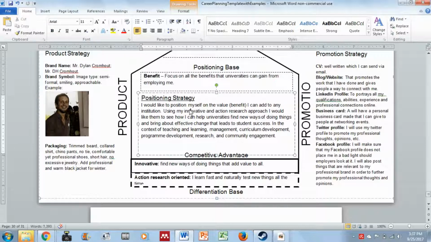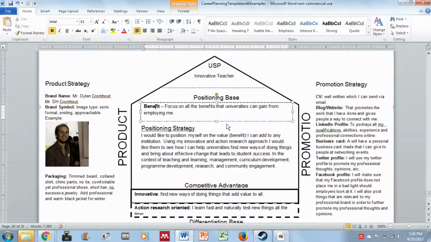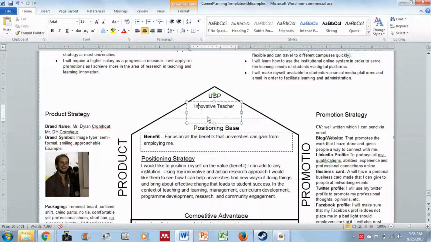Then I explain, I would like to position myself on the value or benefit I can add to any institution. Using my innovative and action research approach, I would like them to see how I can help universities find new ways of doing things and bring about effective change that leads to student success in the context of teaching and learning, management, curriculum development, program development, research, and community engagement. So here you explain your positioning strategy based on your positioning base. And then lastly, that's right at the end, that's not even here yet, but my USP is that I want to be an innovative teacher, not an innovative researcher, but an innovative teacher. Okay, focusing on teaching.